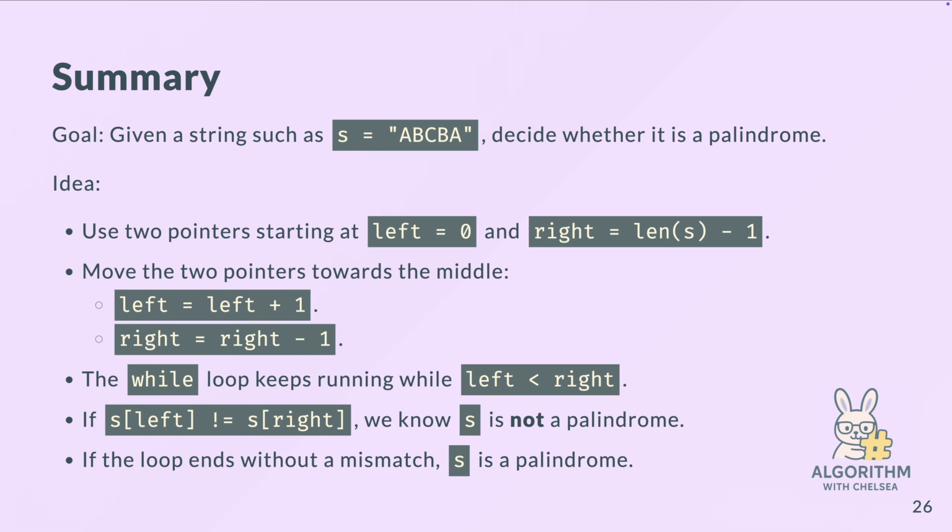Left becomes left plus 1, and right becomes right minus 1. The while loop keeps running while left is smaller than right. We keep on comparing the 2 characters. If we ever see a mismatch, we know S is not a palindrome and stop the loop. If the loop ends without a mismatch, we know S is a palindrome.